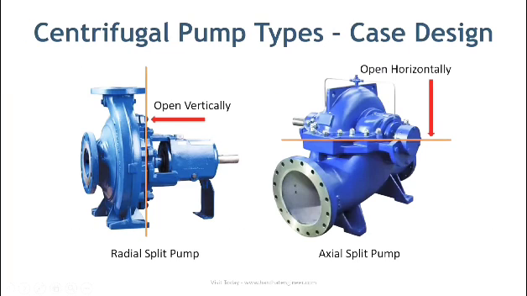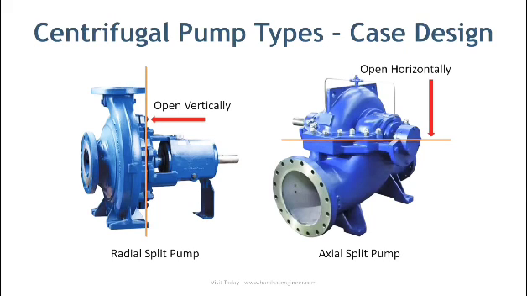The fifth method to classify pumps is based on case design. There are two types of case. The first is the radial split case. The radially split pump casing opens perpendicular to the shaft axis and parallel to the impeller.